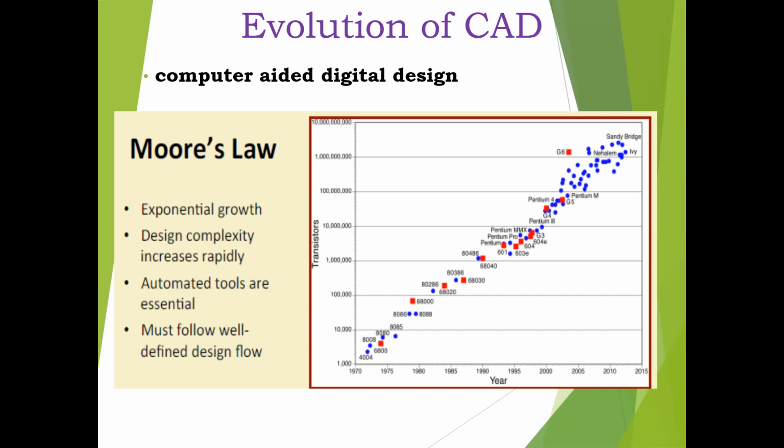Okay, and the design complexity also increases rapidly as the number of transistors increases. So automated tools are essential. That is again the prediction he gave long back, and it is now proved since VLSI technology came. So automated tools become essential, and you must follow a well-defined design flow, and also you need to standardize the design flow.